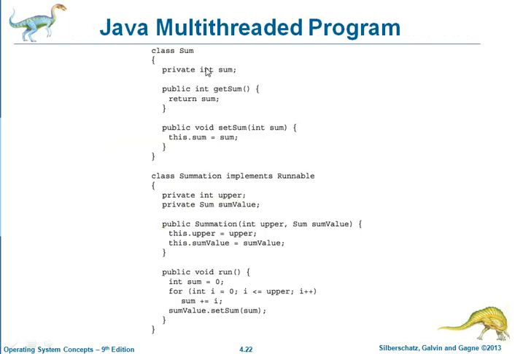The main thread and the summation thread share the object instance of the sum. We have the class Sum here. The shared object is referenced through the appropriate getSum and setSum methods. We have the setSum method. The parent threads in the pthreads and Windows libraries use pthread_join and WaitForSingleObject to wait for the summation threads to finish before proceeding.